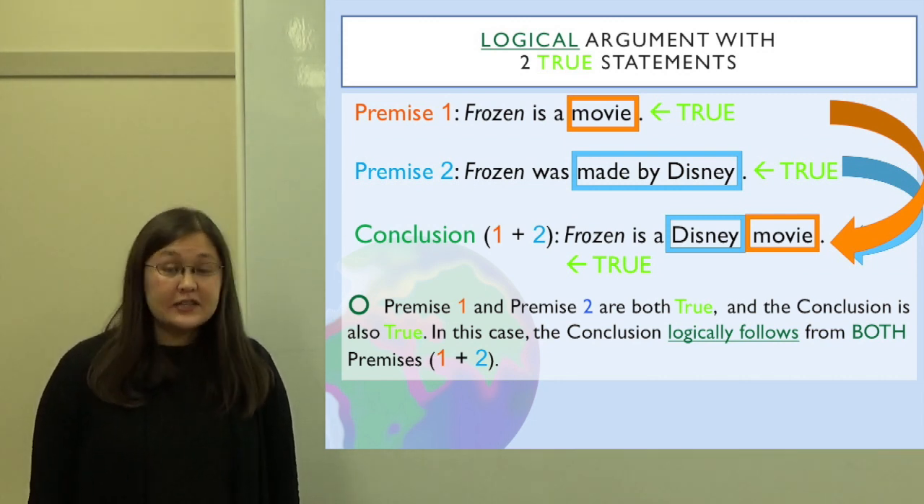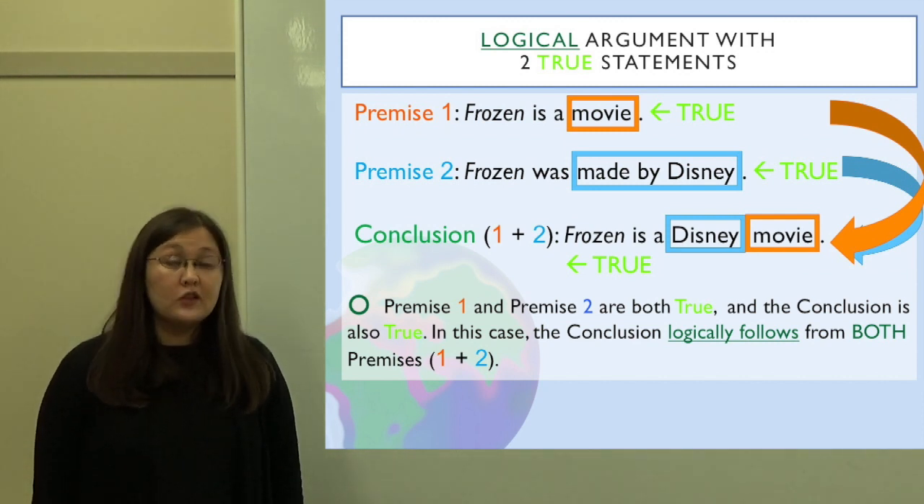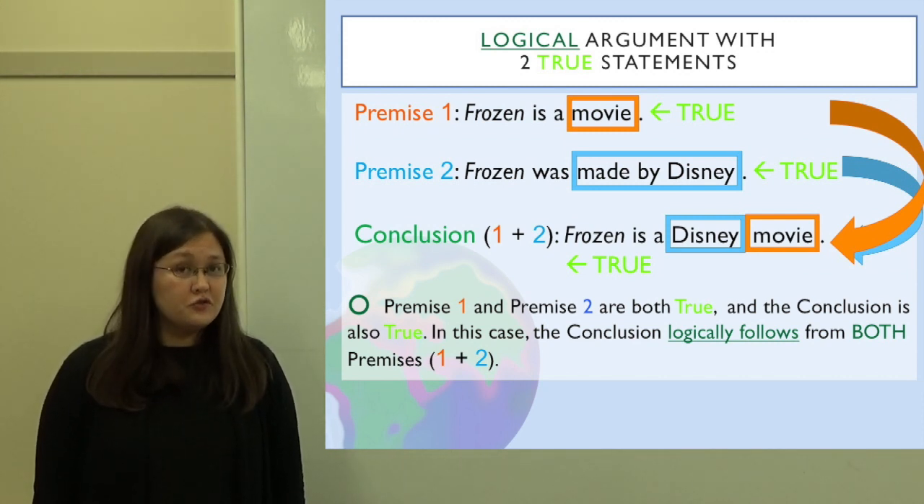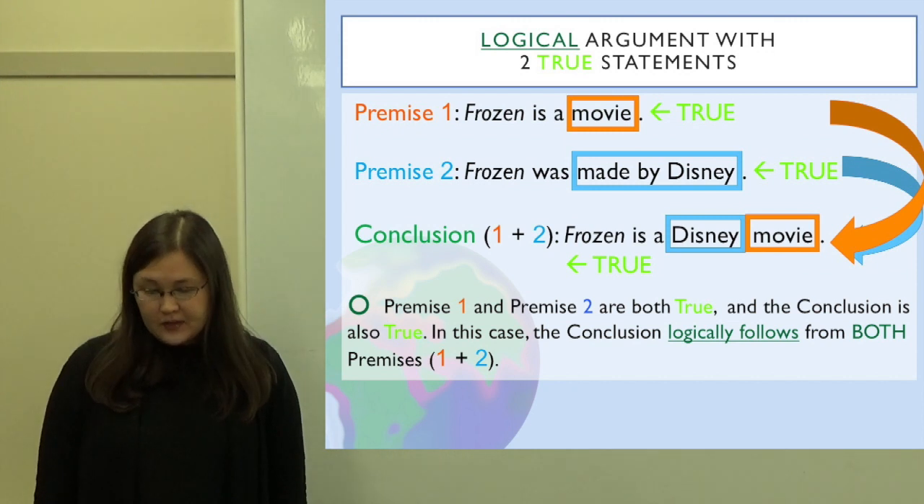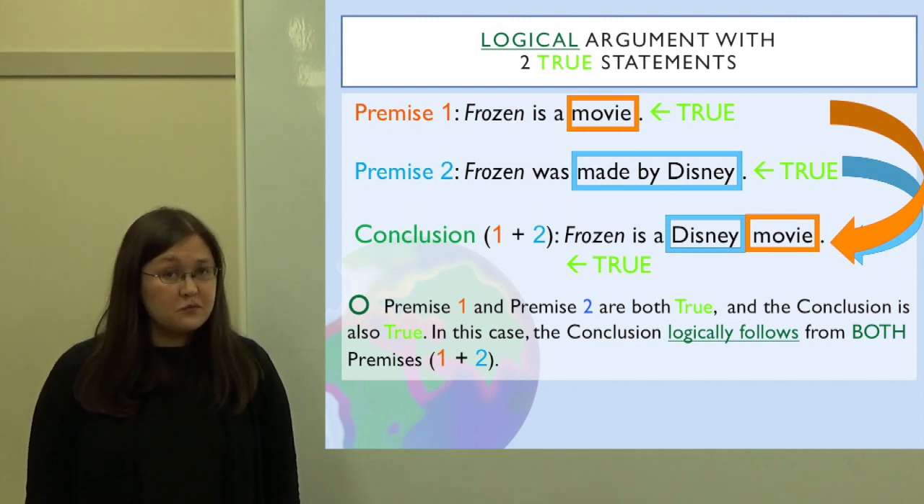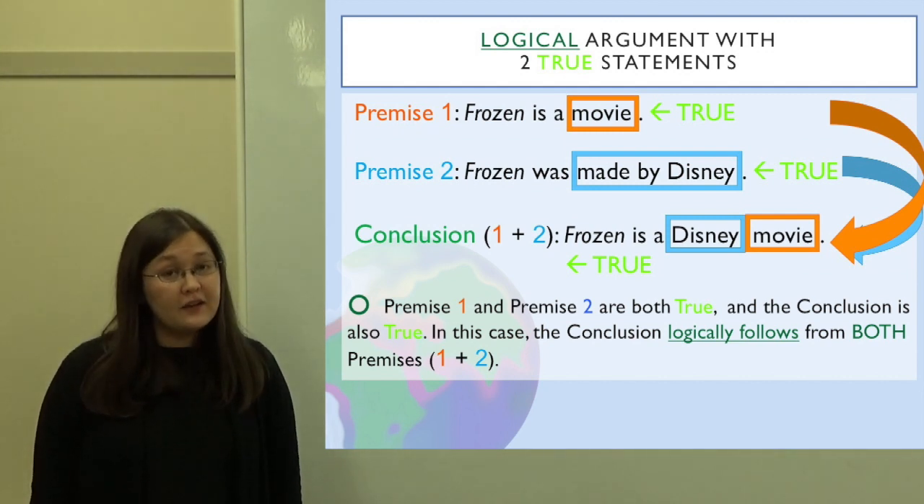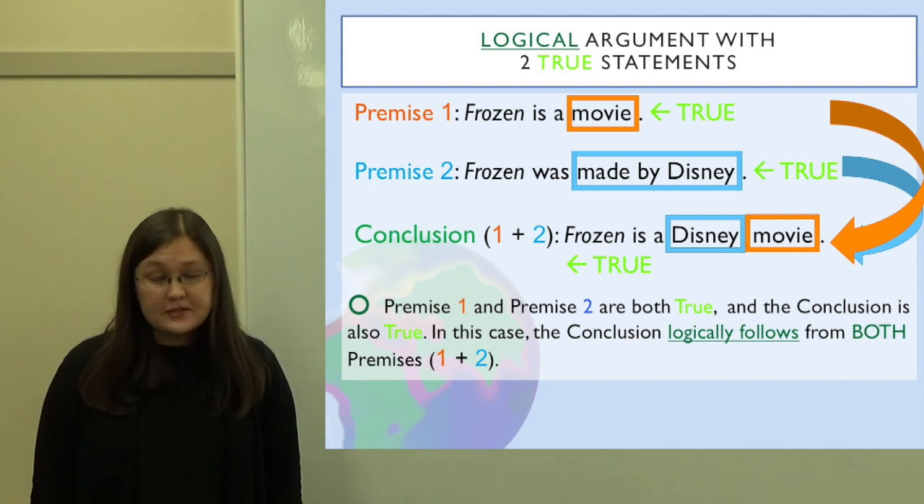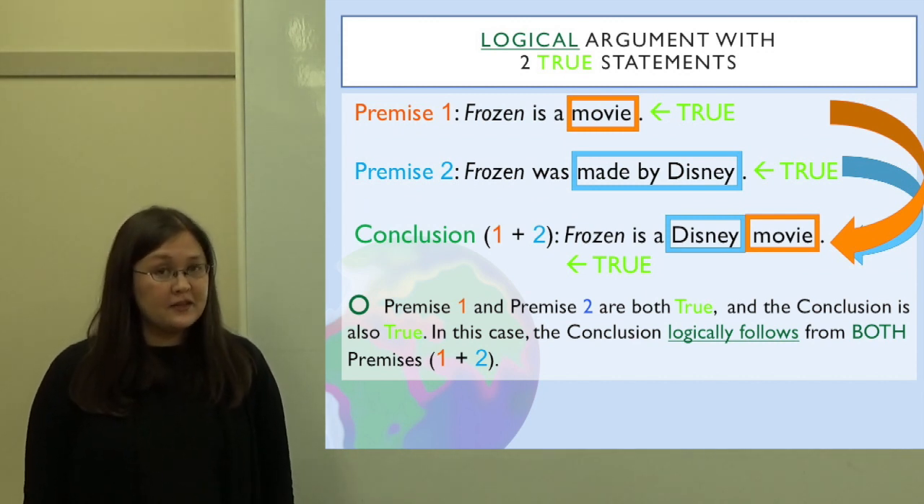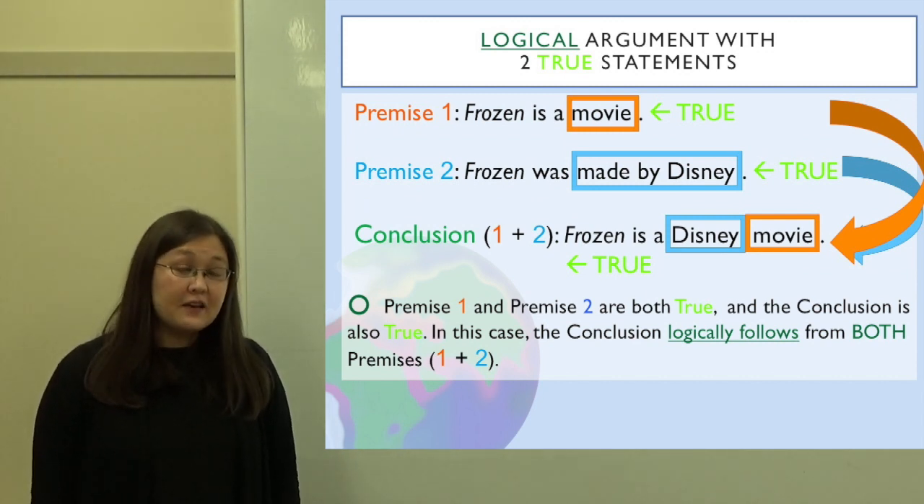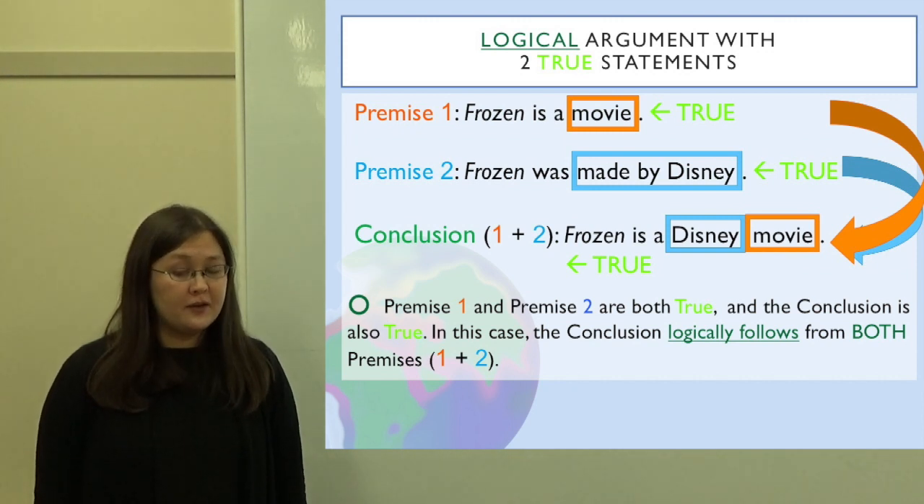So first, let's look at examples with logical arguments that have two true statements. Premise 1, Frozen is a movie. Yes, this is true. We can verify, we can check in the real world to find out that this is true. And premise 2, Frozen was made by Disney. This is also something that there's evidence in the real world that we can check.